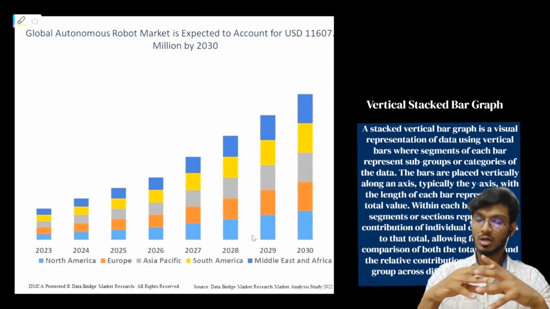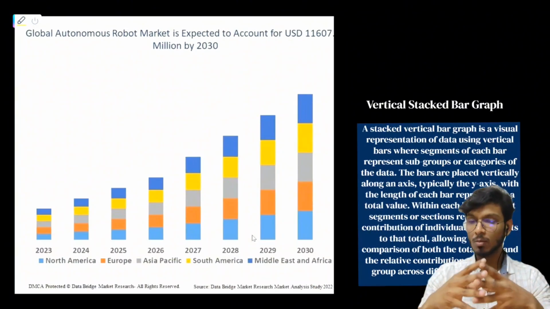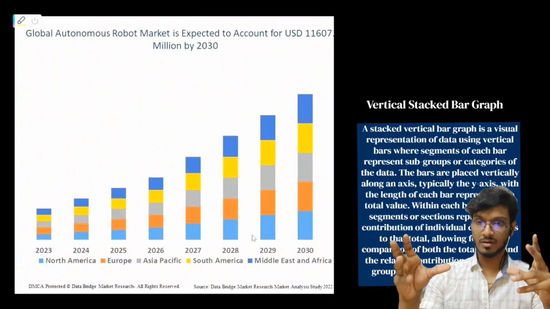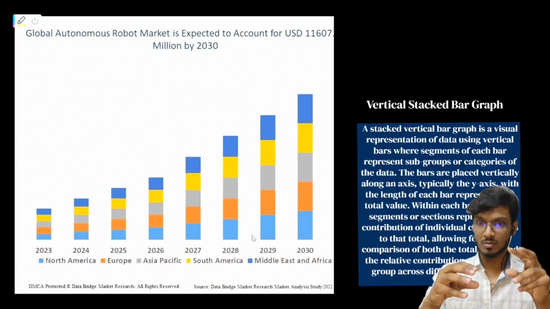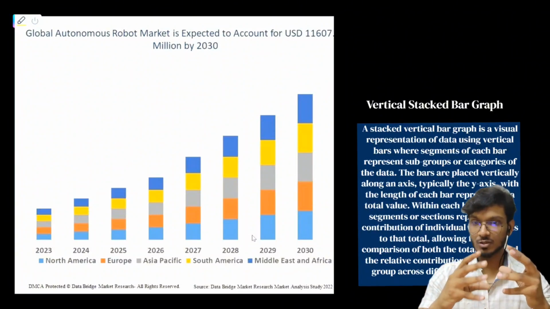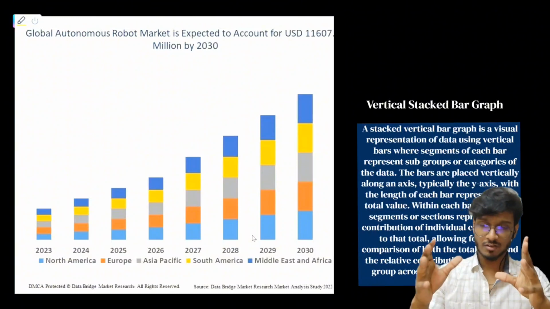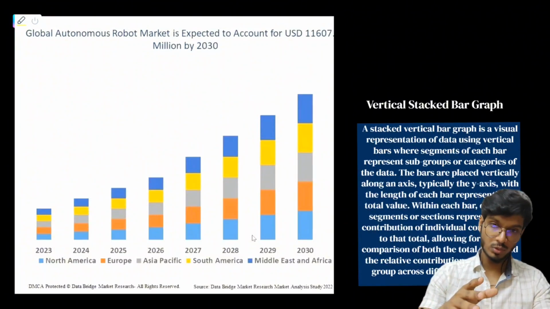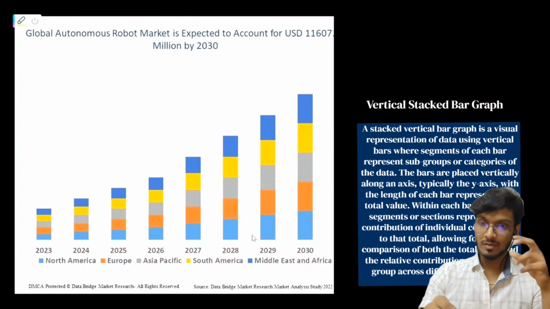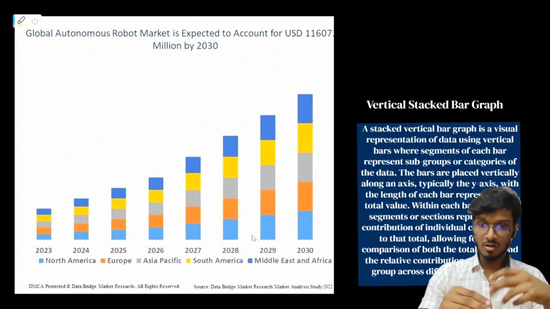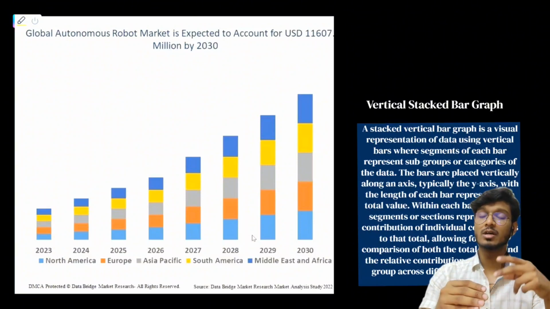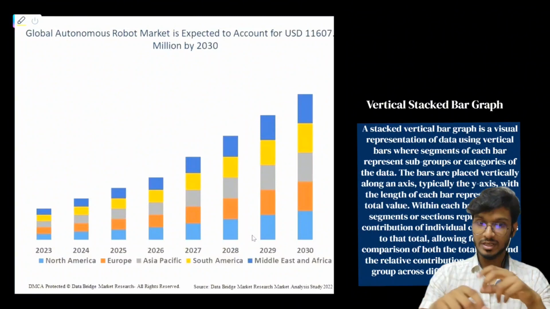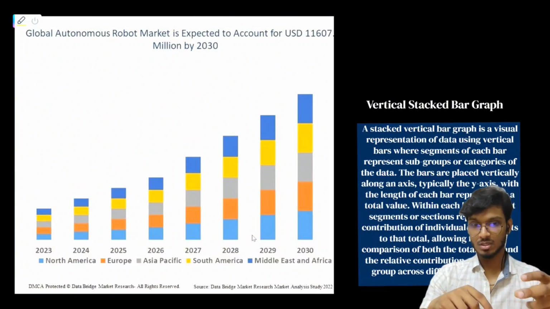Now next we come to the next topic, that is the global autonomous robot market. What is a global autonomous robot market? We'll just understand what an autonomous robot is. An autonomous robot is a robot which will work on its own without any interference of a human. We give it a set of code or a program to run, and it will carry on for a long period of time without any interference or disturbance. It has AI attached to it so that it can understand things and do them by itself.